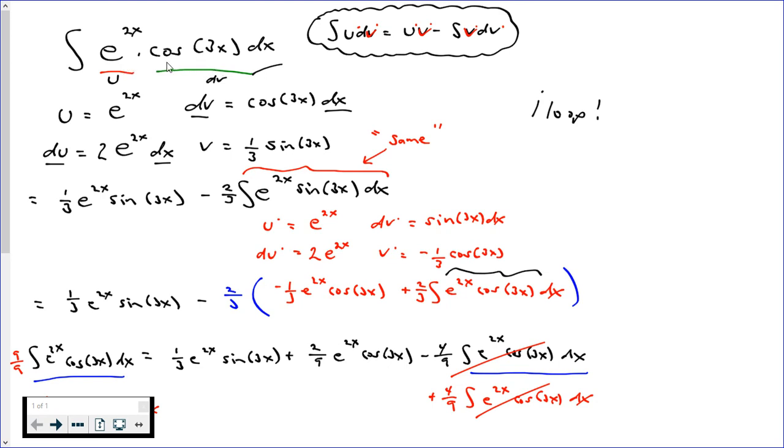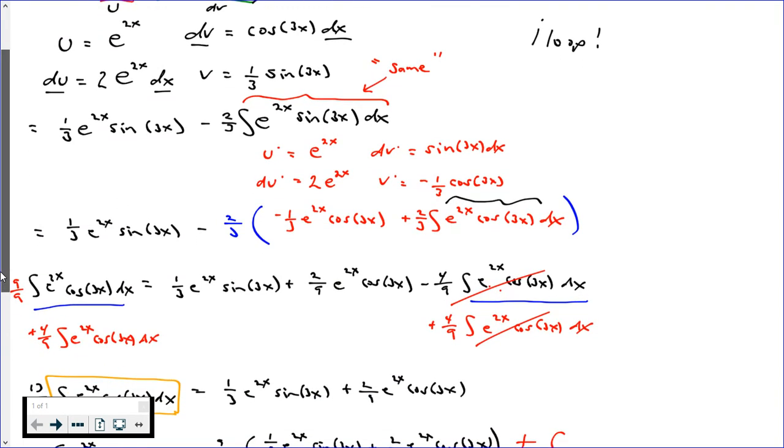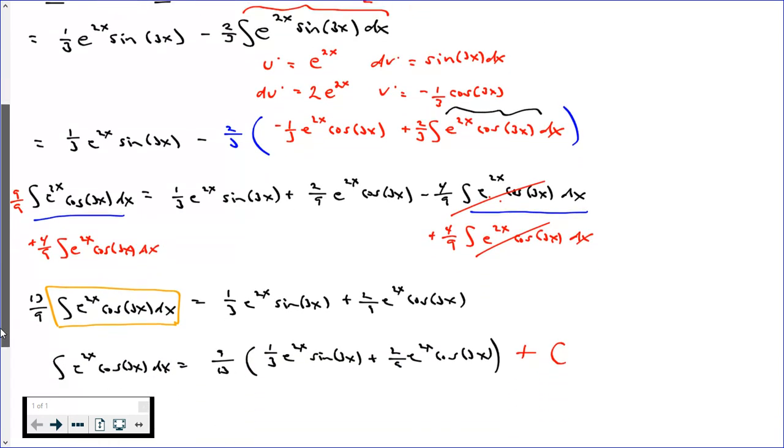Same type of structure, same form. So you'd say it's the same. So you don't give up, you try it again, and then you go in a complete loop. And when you go in a complete loop, that means that's a good thing. You're going to be able to go ahead and solve for the integral.